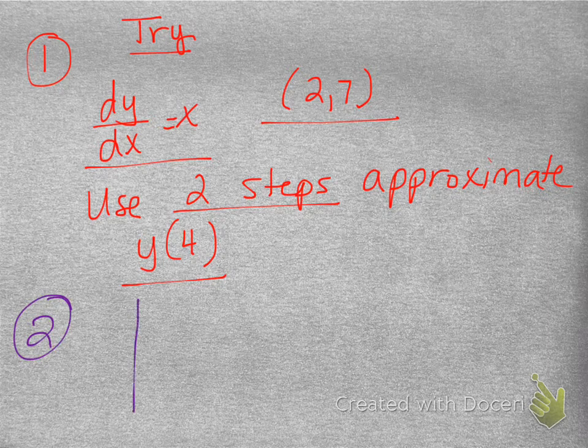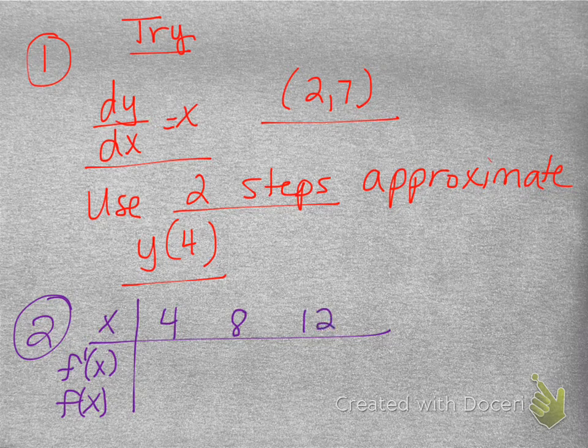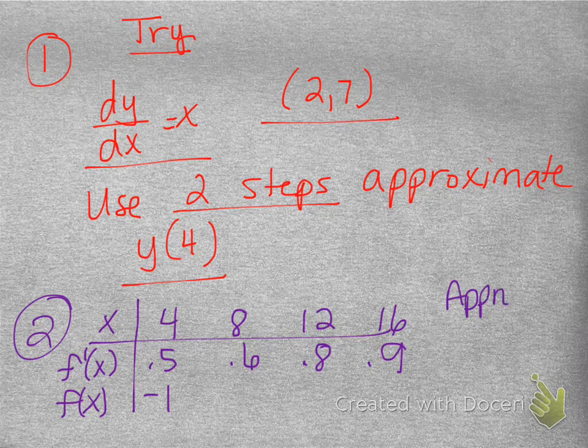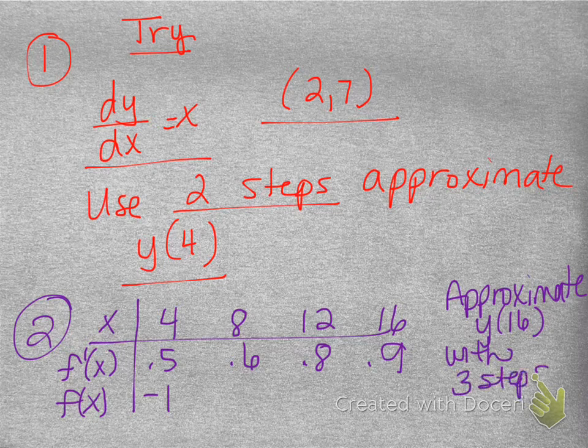And then on this one, it'll be kind of like the last one where they gave us a table. And we want to approximate y of 16 with 3 steps. If that's 3 steps, that means we're going up by 4. And so the information in the table, we'll get that from writing out the table.